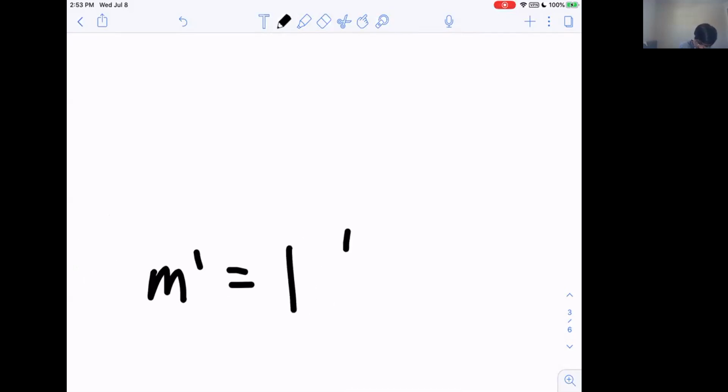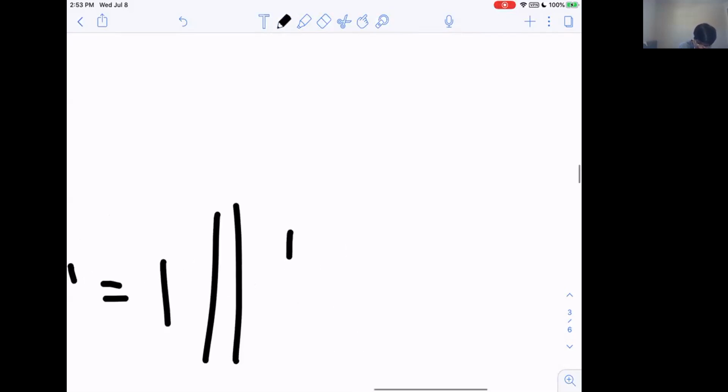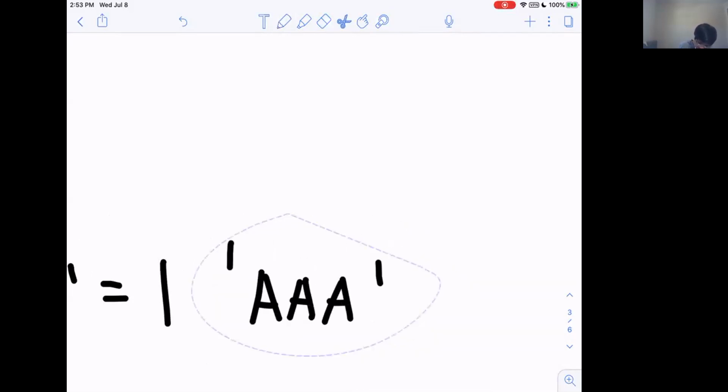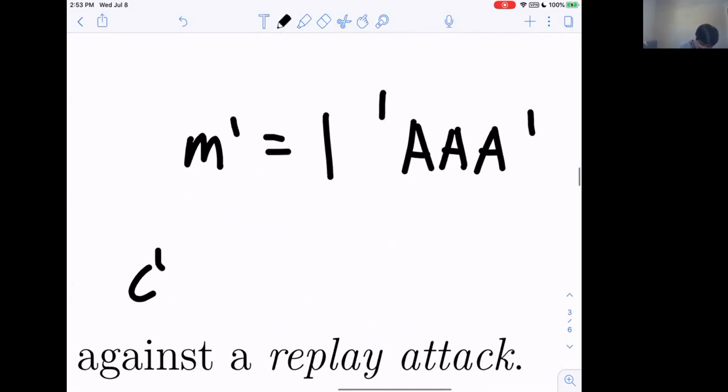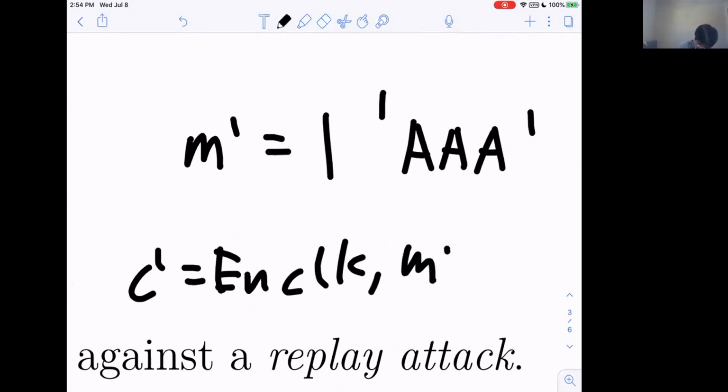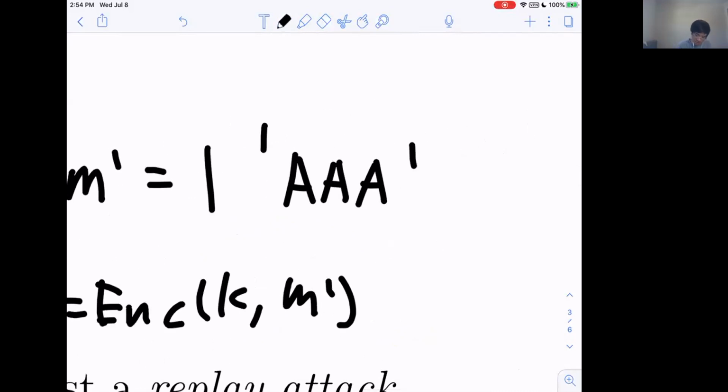So then she'll choose her next message, say m prime, to be 1 concatenated with her message again. This is the concatenation operator. And then she's going to encrypt this as C prime equals the encryption under K of m prime. And then when Bob goes to decrypt this, he sees that, oh, now this is a 1. I haven't seen a message with 1 as the counter before, so I know that this is a new, fresh message from Alice. Does this scheme make sense? Yes.